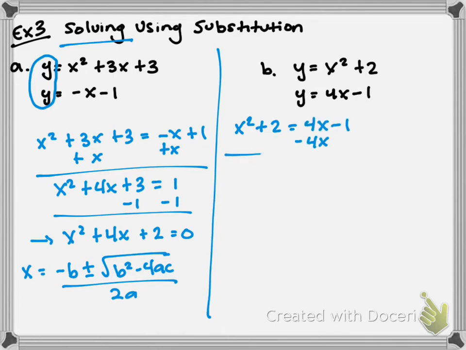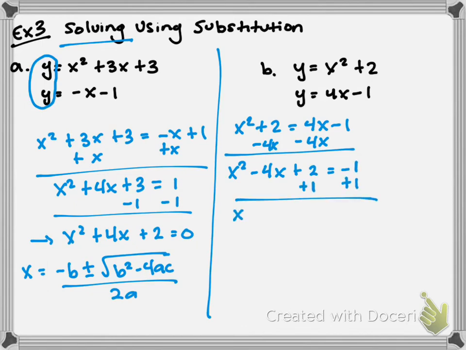Subtract 4x from both sides. So I get x squared minus 4x plus 2 equals negative 1. Add 1 to both sides. X squared minus 4x plus 3 equals 0. All right, this one can be factored. So x squared is x times x. 3 is 3 and 1. We need a positive 3 but a negative 4x. So these are both going to be negatives, right?